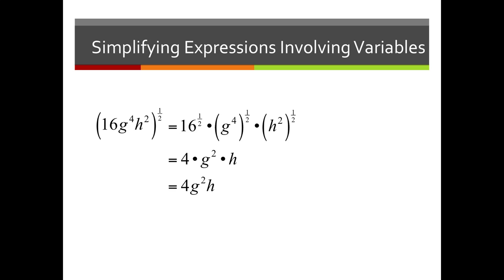In the g and the h factors, my exponent is being taken to another exponent, so I'm going to multiply them. 4 times 1/2 is 2, so I get g squared. And the 2 times 1/2 is 1, so I just get an h. So when I put all the pieces back together again, I end up with 4g squared h as my answer.